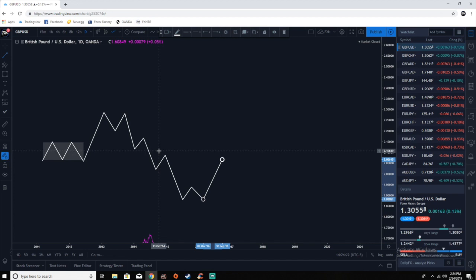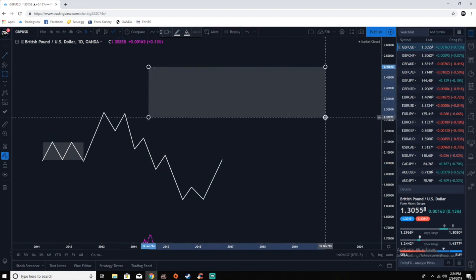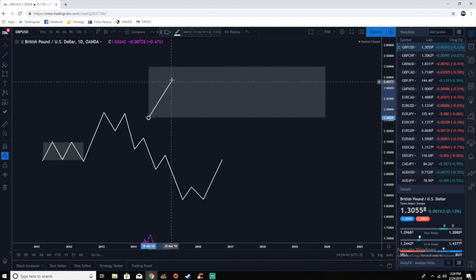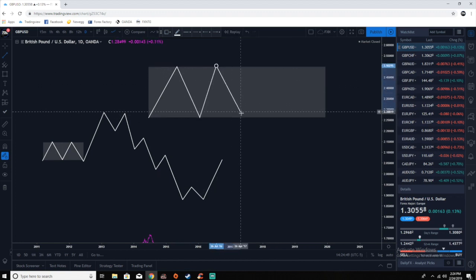So in this particular example, we have level 1, level 2, and then level 3. What exactly is a level? What constitutes a level? Let's start from the very beginning here. What is a level? When you really think about it, all a level is, is price moving back and forth between a certain range.